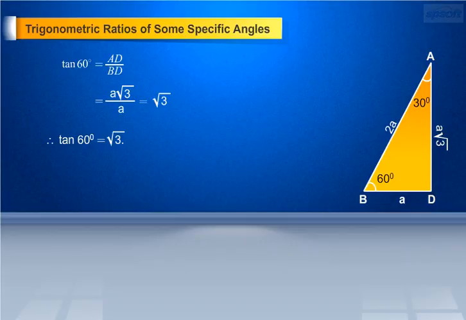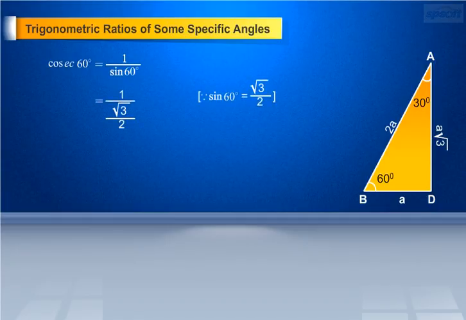Let's now find the value of cosecant 60 degrees. Cosecant 60 degrees equals 1 by sine 60 degrees, since cosecant theta equals 1 by sine theta. This is equal to 1 by root 3 by 2, since sine 60 degrees equals root 3 by 2. This is equal to 2 by root 3. Therefore, cosecant 60 degrees equals 2 by root 3.